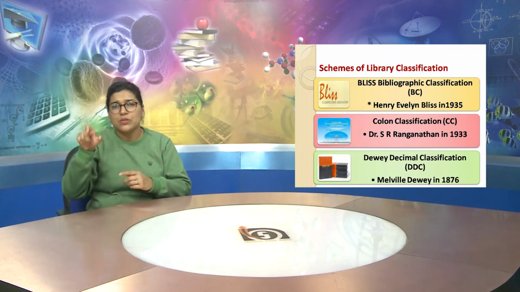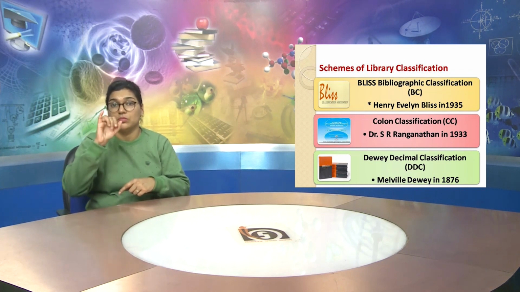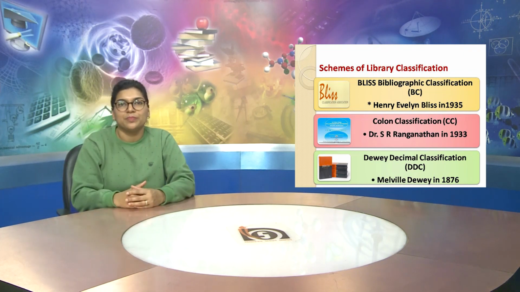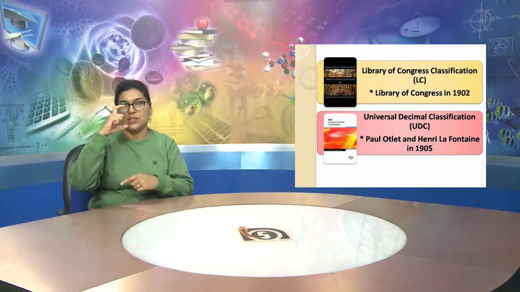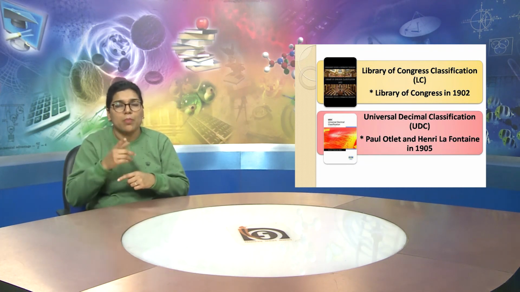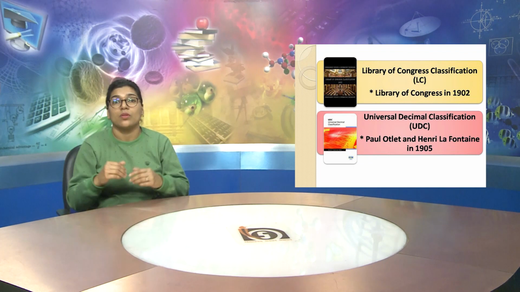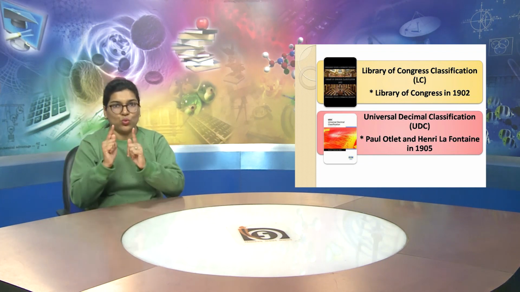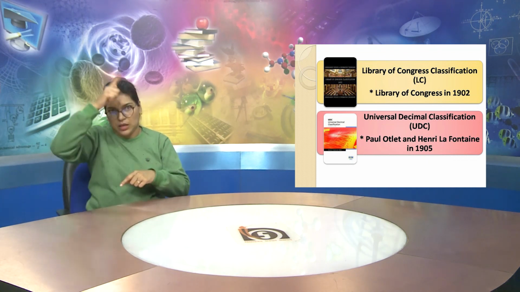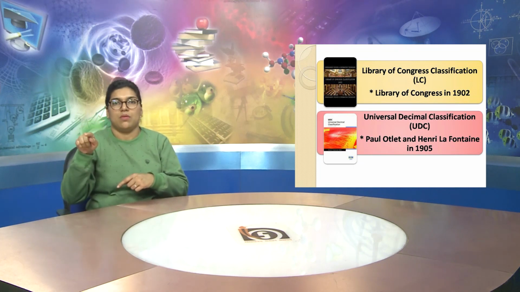The third type of classification is DDC, which is Dewey Decimal Classification. It was suggested by Melville Dewey in the year 1876. The fourth type of library classification is the Library of Congress classification, in brief we call it LC. It was suggested by the Library of Congress in the year 1902. And the fifth type of library classification is UDC. It was suggested in the year 1905.